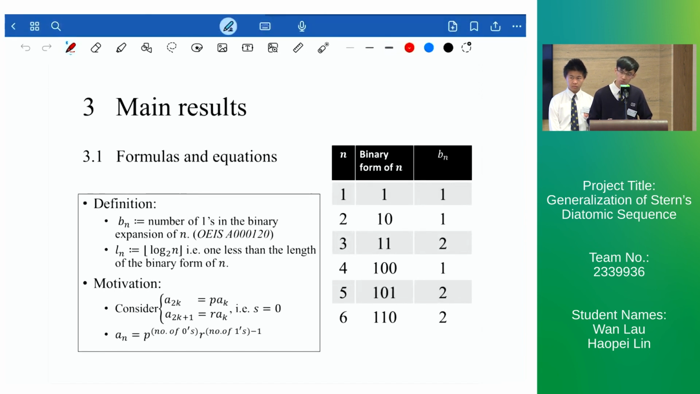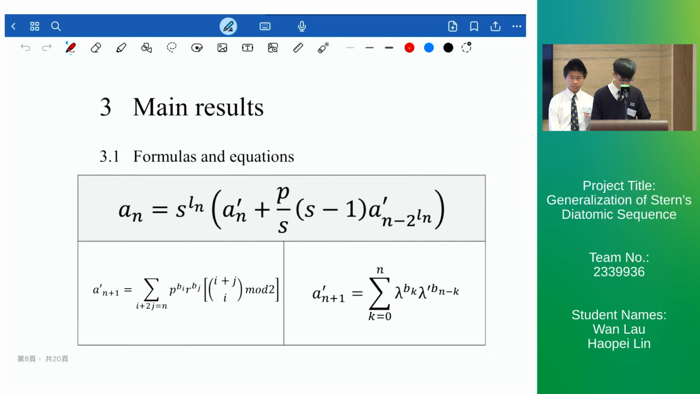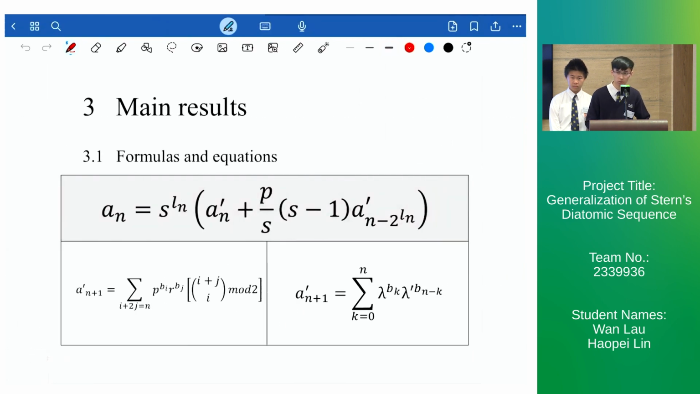Then, why do we consider this sequence? Because we find that they appear in a special case, S is equal to 0. So it's natural to guess that it may be useful in the general case too. Finally, we can introduce our results.